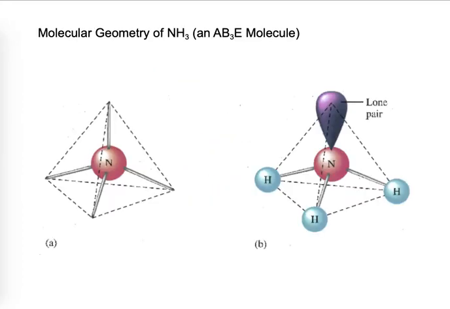Now, to help us understand this a little bit better, let's consider the molecular geometry of ammonia, as I showed a couple of slides ago, an AB3E type molecule. On the left I see a diagram that has the nitrogen in the center of a regular tetrahedron and the 4 electron groups pointing towards the vertices. On the right you see that 3 of those electron groups correspond to nitrogen-hydrogen bonds. The 4th, pointing up, is a lone pair, and again the name of this geometry is trigonal pyramidal.